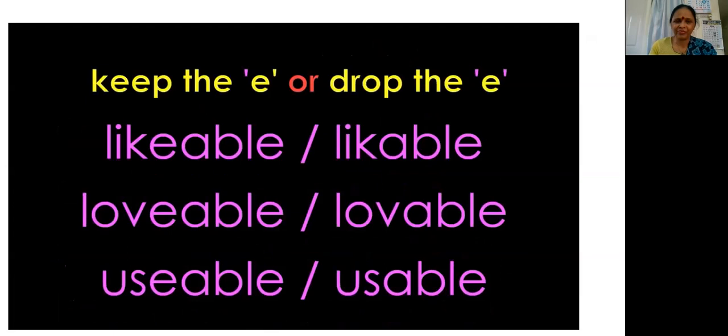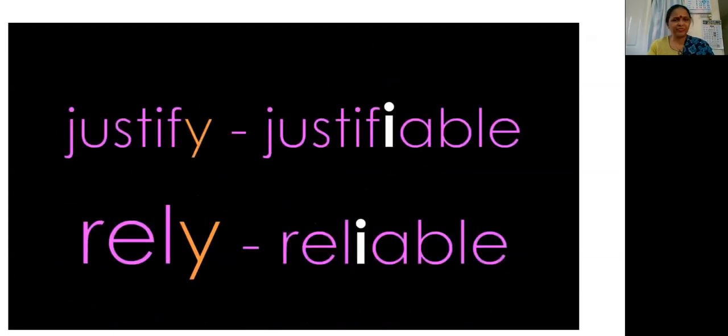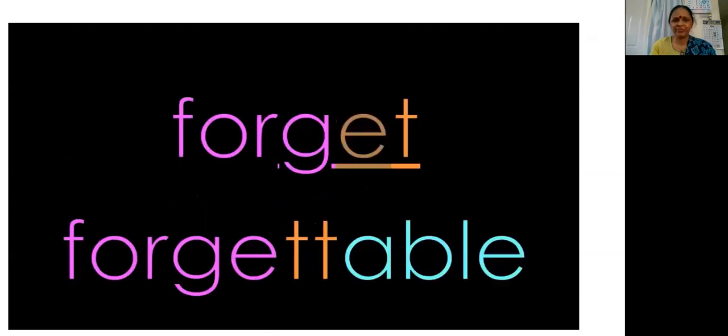The Y becomes I when adding able. Justify, change the Y to I, justifiable. Rely, reliable. We can also apply the 1-1-1 doubling up rule when adding able to words like forget. The second syllable is stressed, and it has one vowel and one consonant, so double up the T. Forgettable. And regret, regrettable. You can check out my other video on the doubling up 1-1-1 rule.